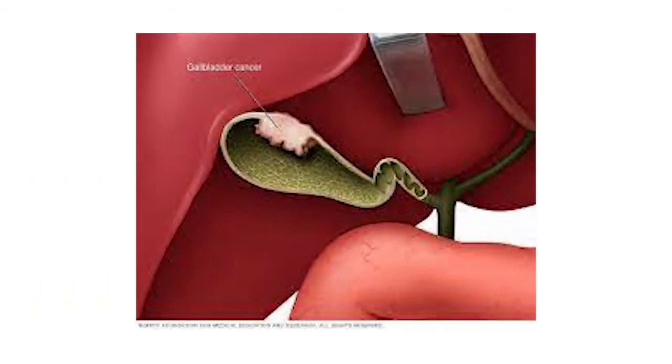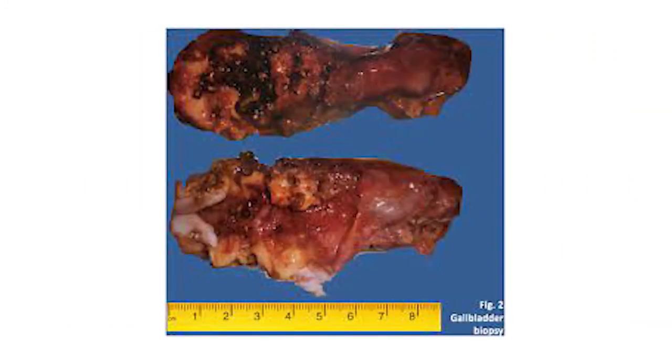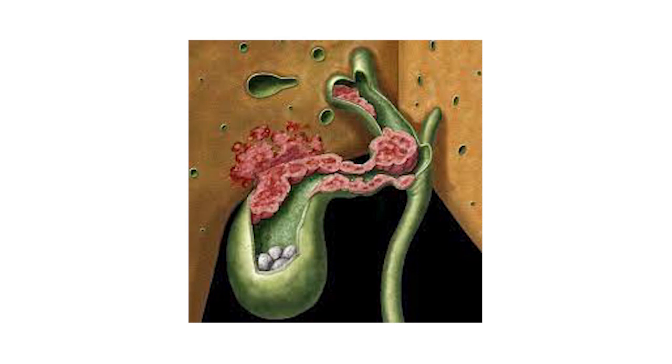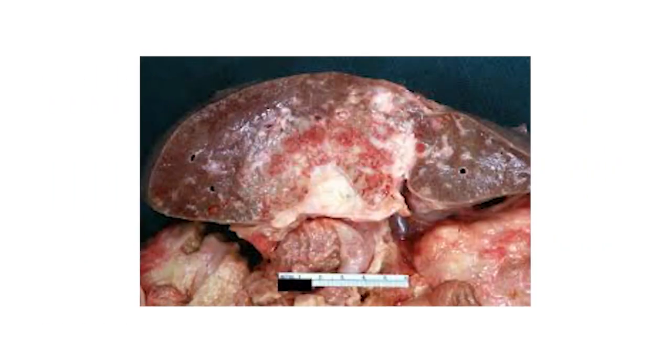Here is an image. You can see the carcinoma of the gallbladder, the wall of the gallbladder. This is the image of the carcinoma of the gallbladder. Another image of the carcinoma of the gallbladder as well as the cystic duct.